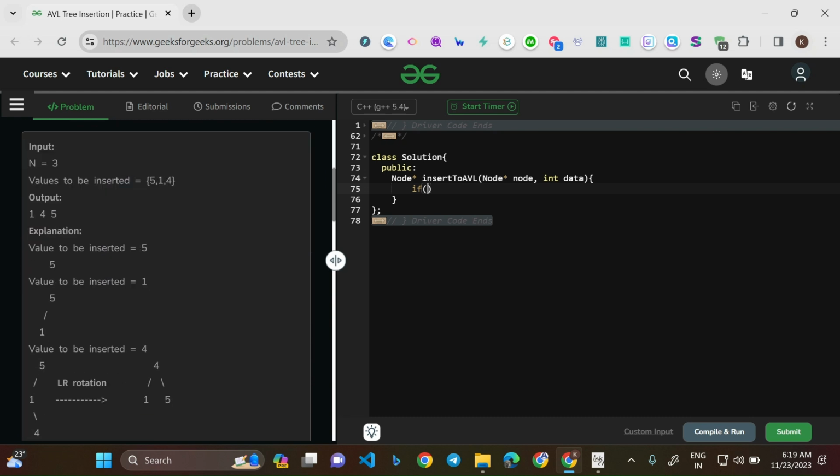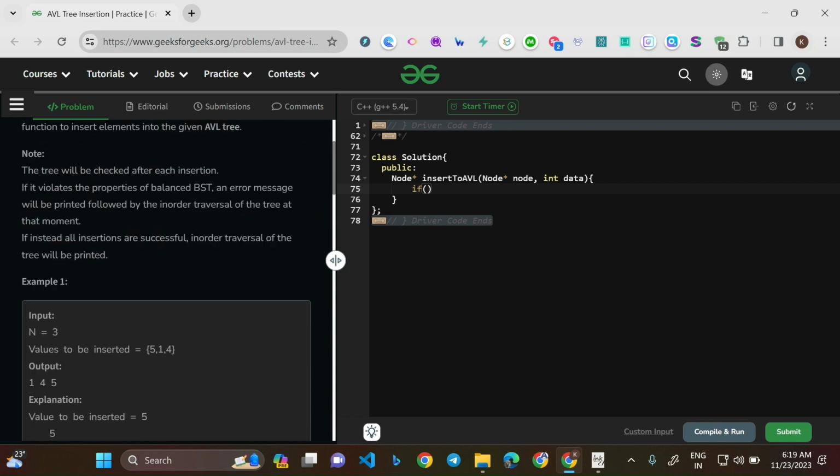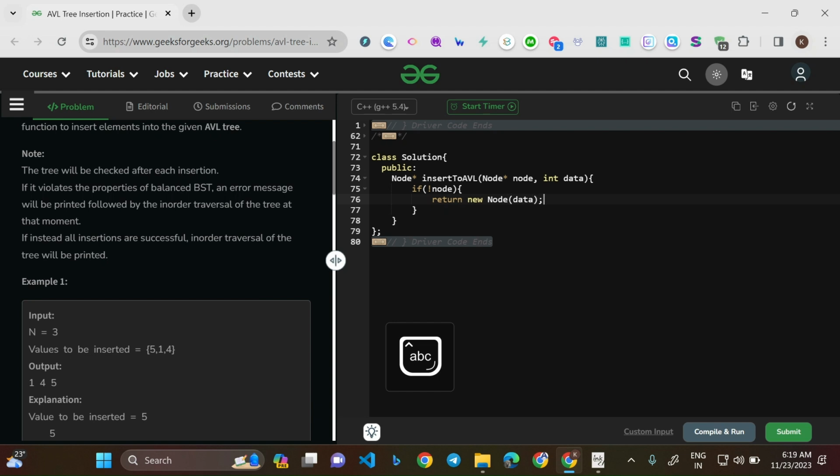If you carefully observe, the values are just given, so you need to insert something. Initially your node is null, because there is nothing that has already been formed. It is completely null. So in that case, if not node, return new node of data. This is the first case, where there is no tree formed yet, and you add a new node, new node of data.